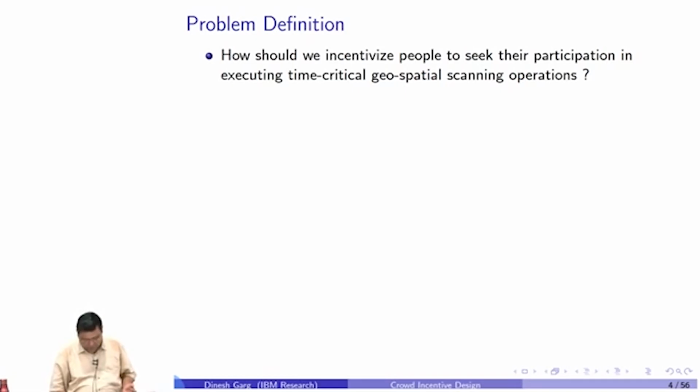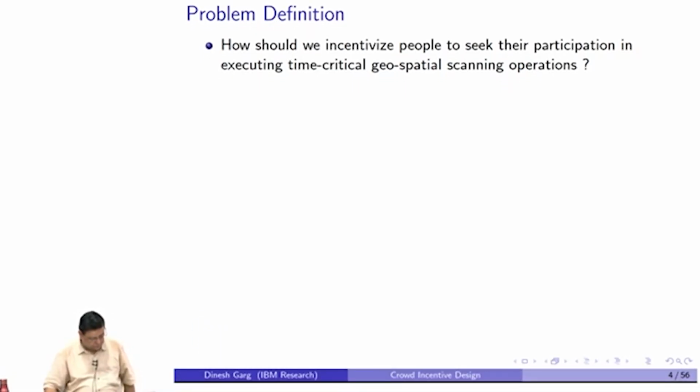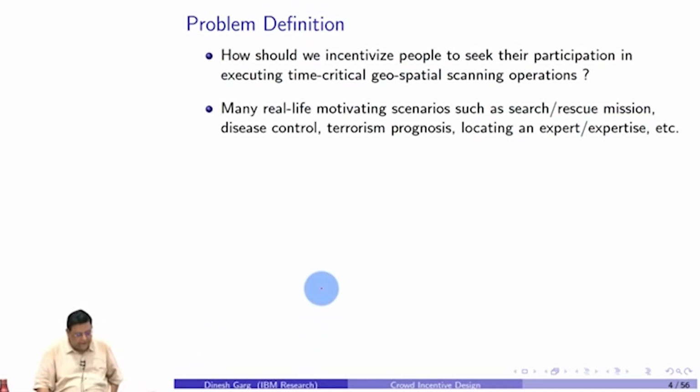So how does it work? In many real life motivating scenarios such as search and rescue missions, disease control, terrorism prognosis. I am sure many of you know the Mumbai incident, how the terrorists were running across the streets of Mumbai, and had we known their location in a just in time manner, probably some better action could have been taken. They were just roaming around on the streets, right, killing the people. So you can imagine, right?